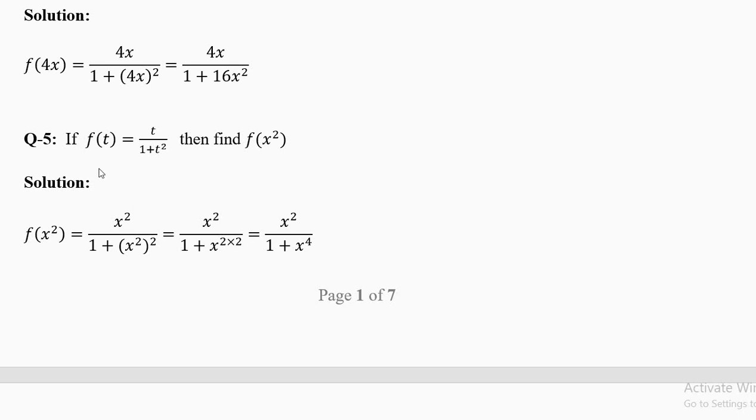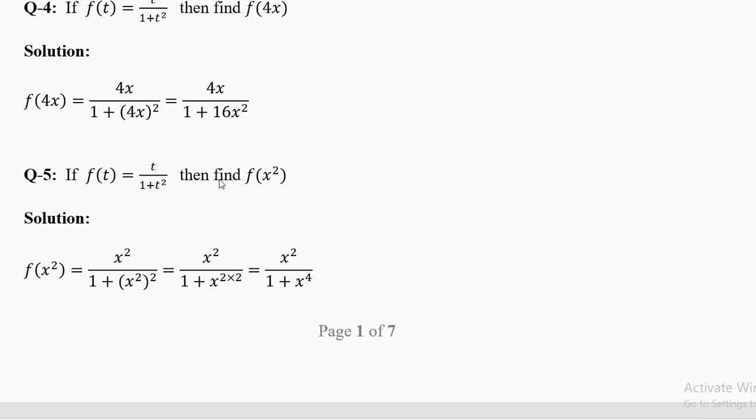Next question. F of t equal to t over 1 plus t square. I am taking the same function as before and find f of x square. Now t becomes equal to x square. We'll have x square whole square, x power 2 into 2, not 2 plus 2. It is 2 into 2, which is equal to 4. We'll get 1 plus x power 4 in the denominator and x square in the numerator. Here the denominator has to be done more carefully.